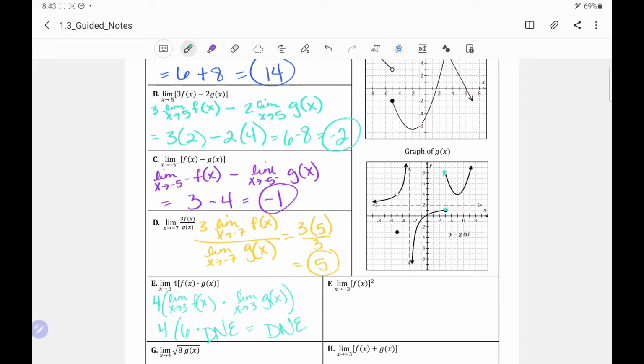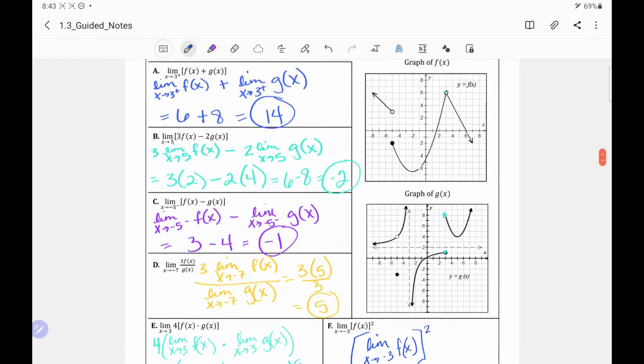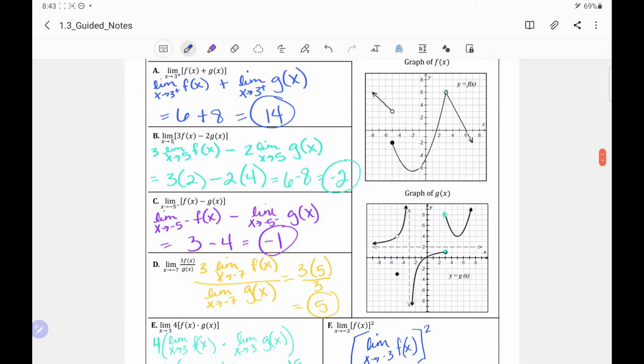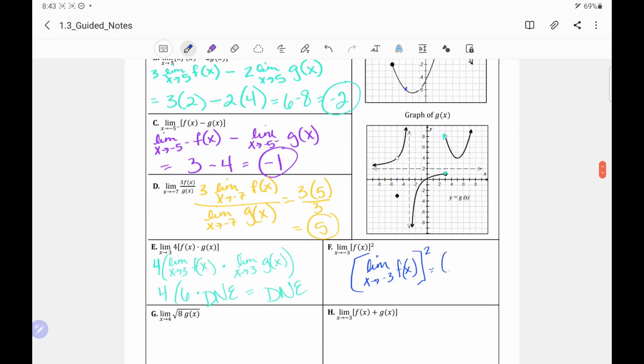Okay, now going to letter f. The limit as x goes to negative 3 of f of x squared. Remember, what we're going to do on this one is that we are going to take the limit as x goes to negative 3 of f of x, and then we're going to square it. So we need the limit as f of x goes to negative 3, and that's right here at negative 6. So this is going to be negative 6 squared, which is 36.